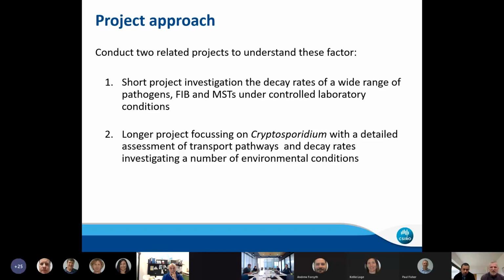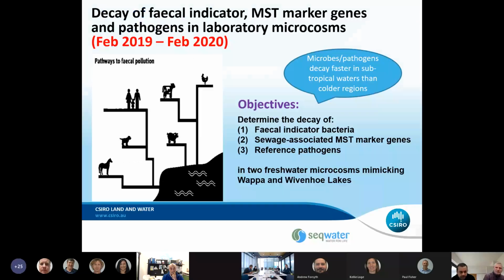And then the longer one, as I said, which all three of us will present, is a project that's going on at the moment focusing on Cryptosporidium in more detail, because it's a particular pathogen of concern due to its environmental stability and its resistance to various forms of disinfection, particularly chlorination. That's in a nutshell why we're presenting to you today. I'm going to hand over to Warish now to talk about the first, shorter investigation that was done under laboratory conditions. Over to you, Warish.